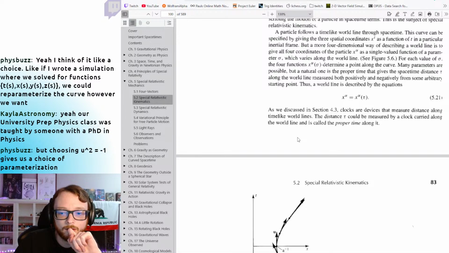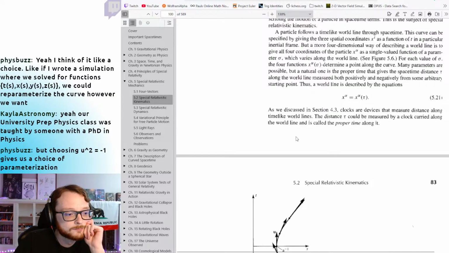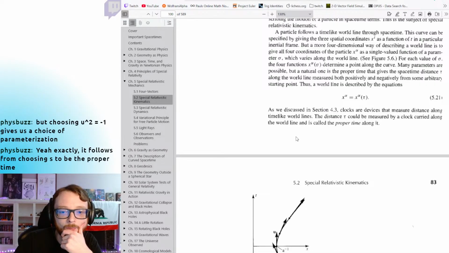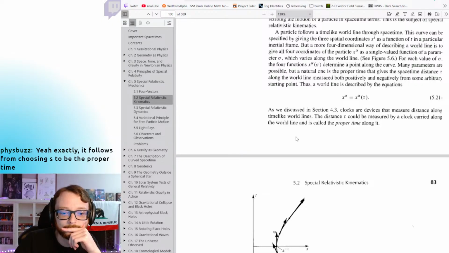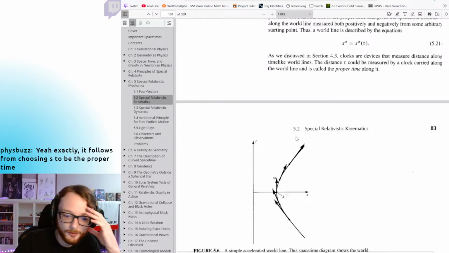Right. Because they did say they were going to use sigma as a parameter, and then they said, well, let's just use proper time, tau. Okay. But then I know later on in the chapter somewhere they brought sigma back. I think when they were doing the Lagrangian stuff. Oh yeah, you know what? I think I remember.